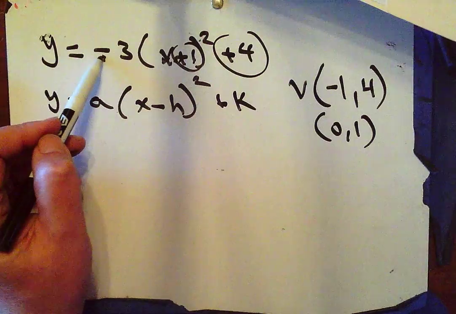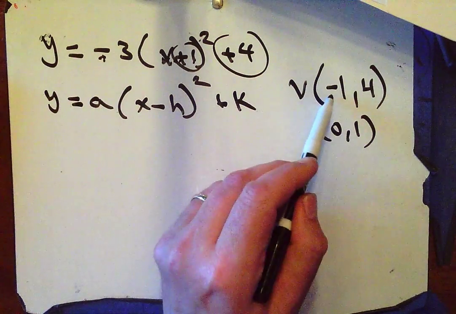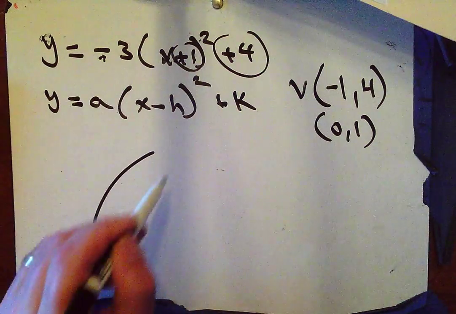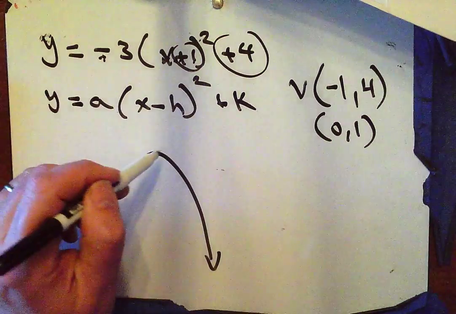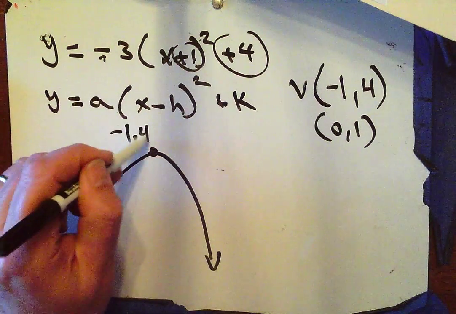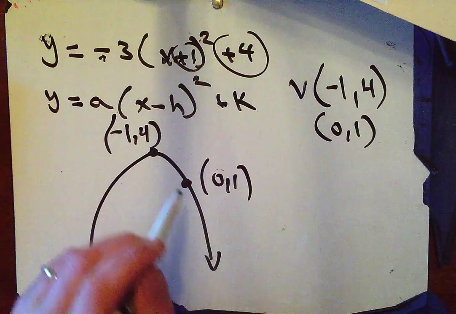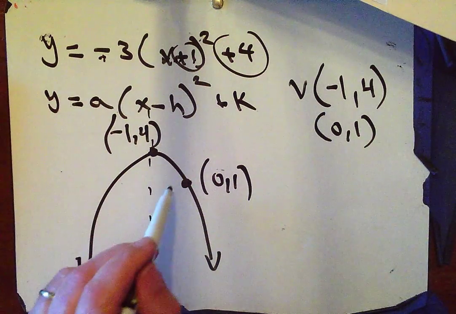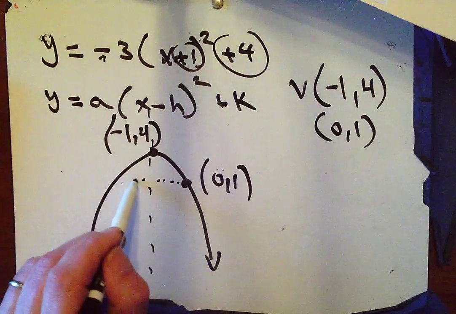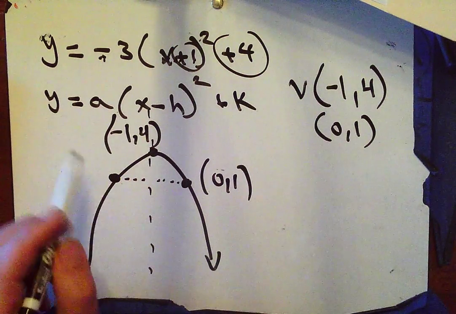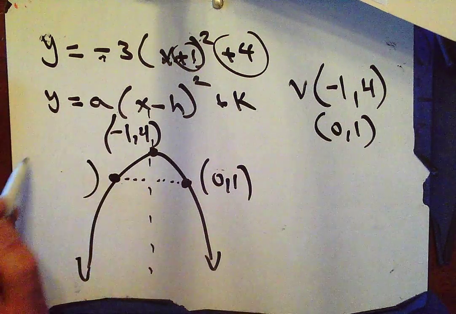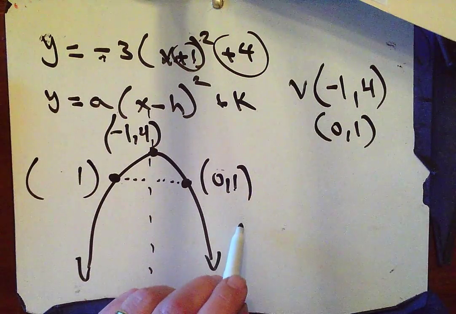This parabola points down, and this is the vertex. So we've got a down-pointing parabola. We've got the point negative 1, 4. Then to the right of it, we have 0, 1. And let's use symmetry to figure out where this point is. This point over here is going to have the same y value as this point.